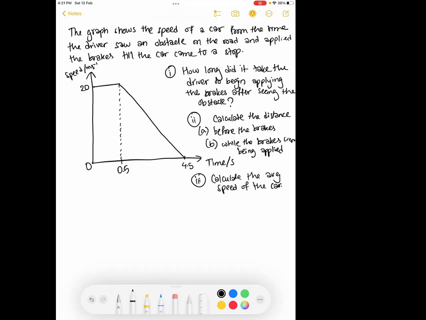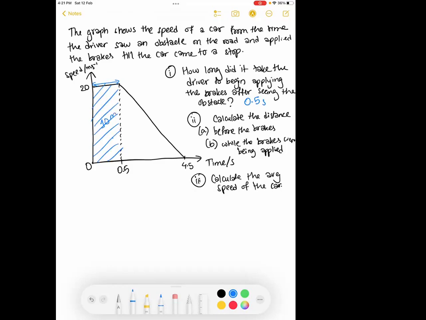The first one is 0.5 seconds, right? Exactly. This is 0.5 seconds. As you can see, this is where the speed is constant. And then the distance. And the distance before the brakes is 10. Yeah, so 20 times 0.5, this one. So this is 10 meters.